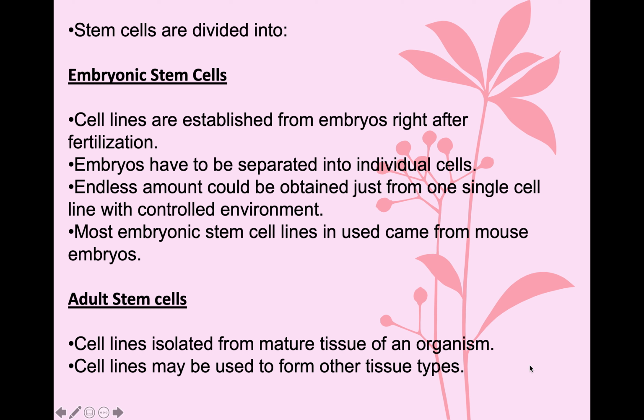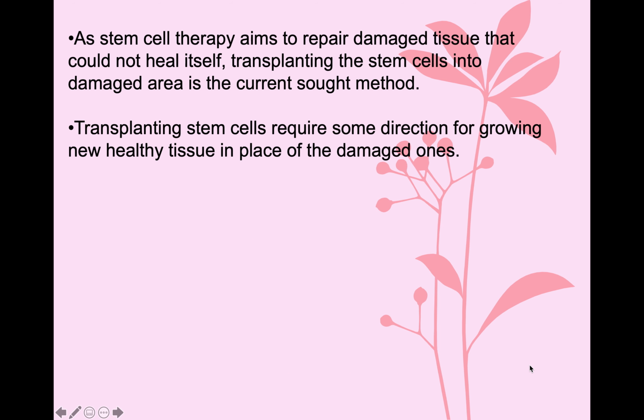Most embryonic stem cell lines in use came from mouse embryos because it is fairly easy to generate them in vitro. The second one is adult stem cells, whereby the cell lines are isolated from mature cells or mature tissue of an organism regardless of the animal. Cell lines may be used to form other tissue types. Adult stem cells are most of the time used to form other tissue types.